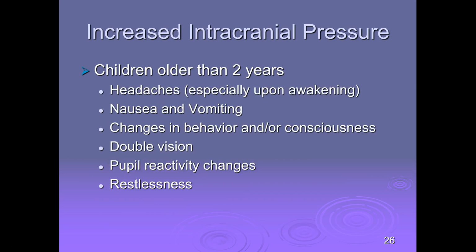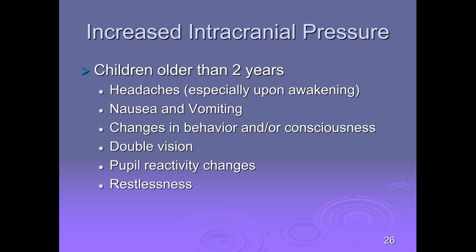Then increased ICP in children older than 2 years. They're going to have headaches, nausea and vomiting, changes in behavior and/or consciousness, double vision, pupil reactivity changes, restlessness. It's a hard thing for these kids because there are some children that do so well. They get a VP shunt in at 2.5 years old, and then they don't need a revision until 16, when they have outgrown their shunt.